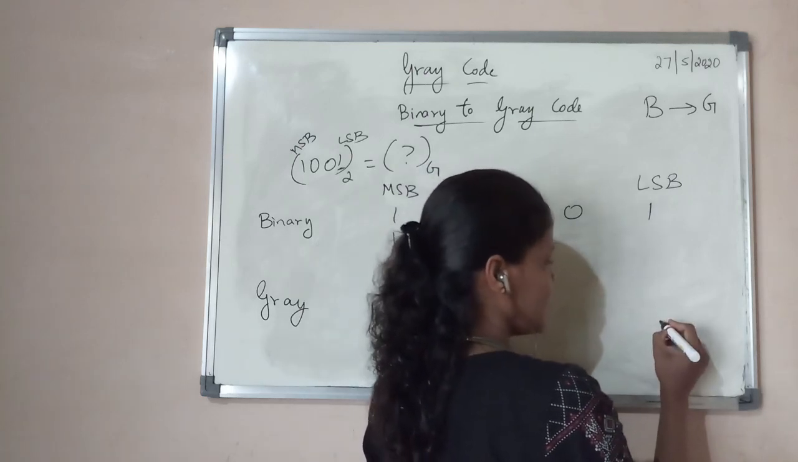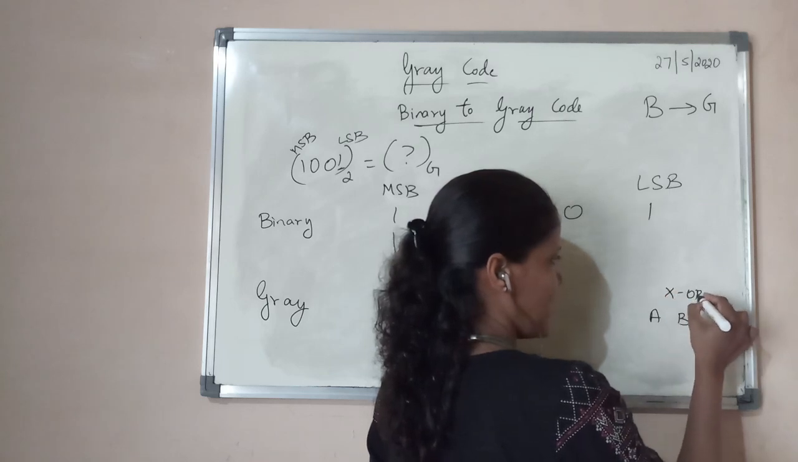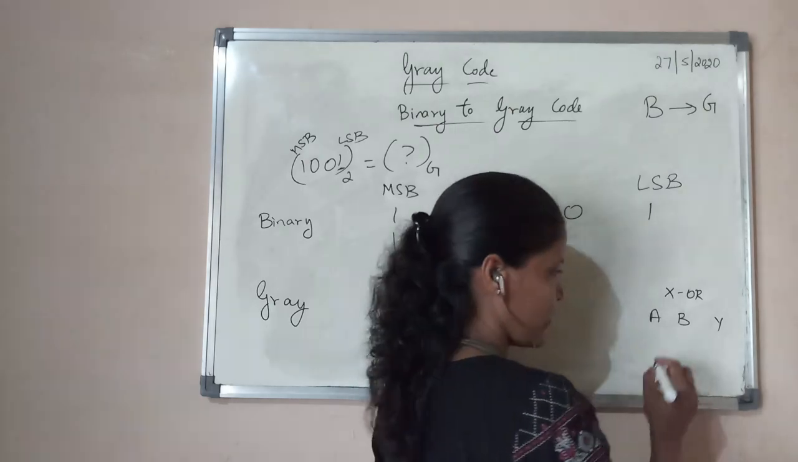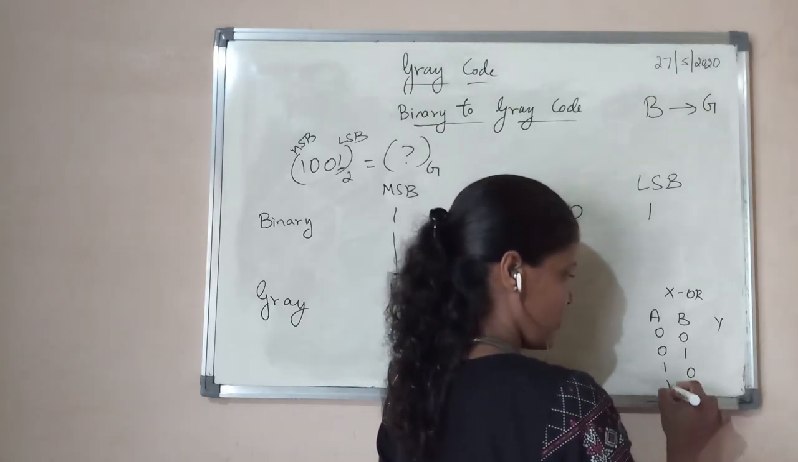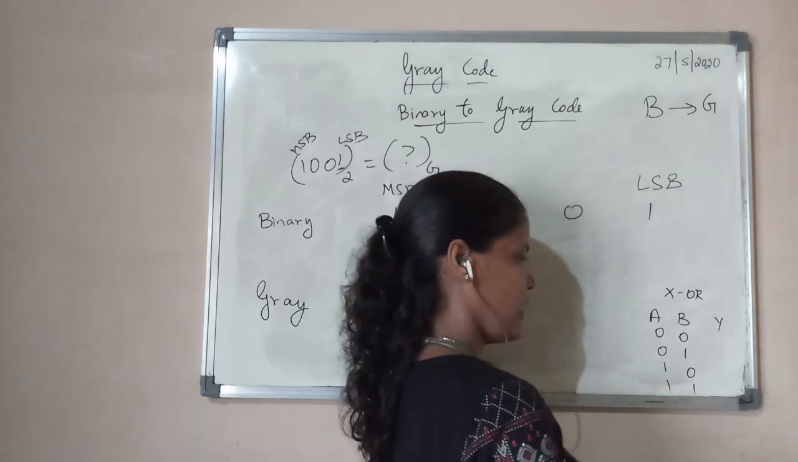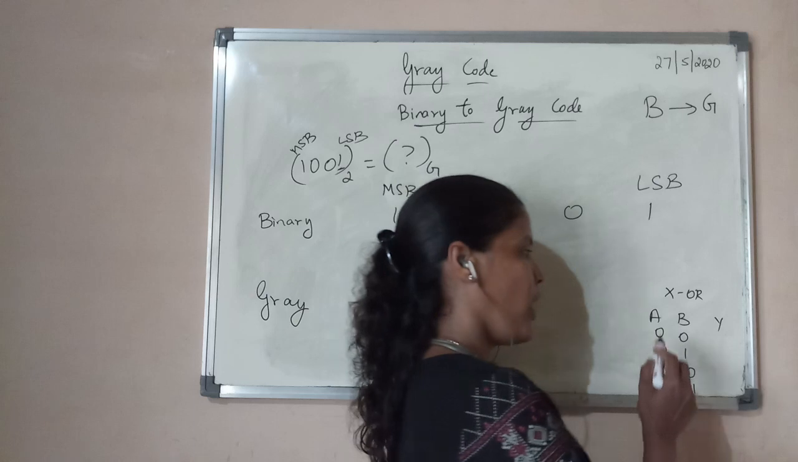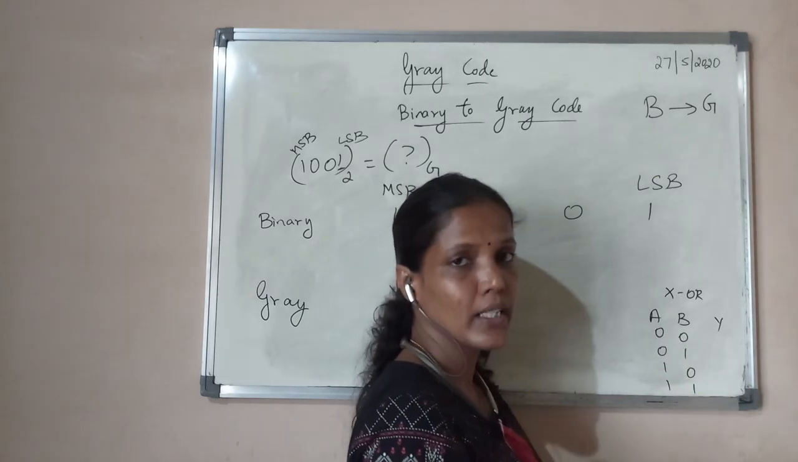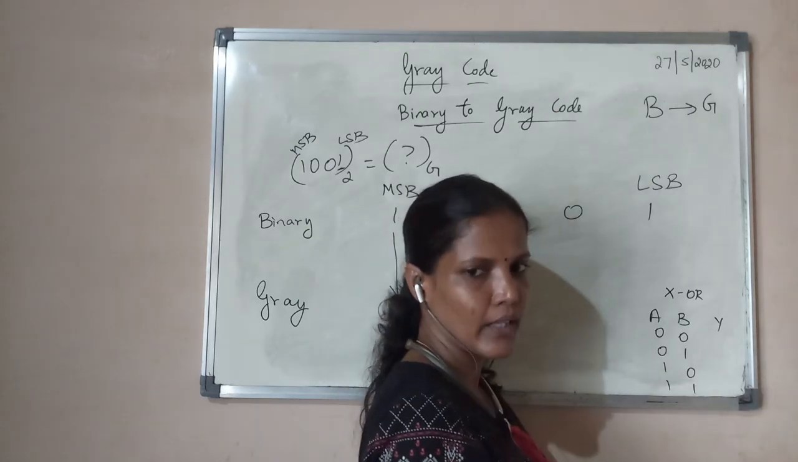XOR truth table. If A and B are the two inputs and Y is the output, I'm going to get four different combinations: 00, 01, 10, 11. The output of this XOR truth table will be equal to 1 when an odd number of input values is equal to 1.